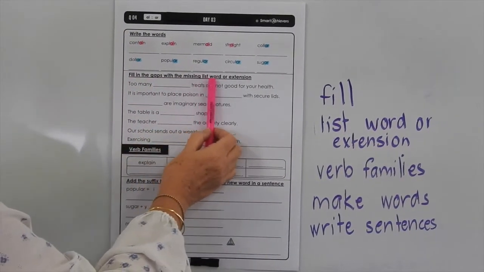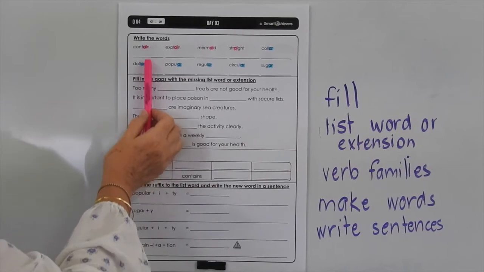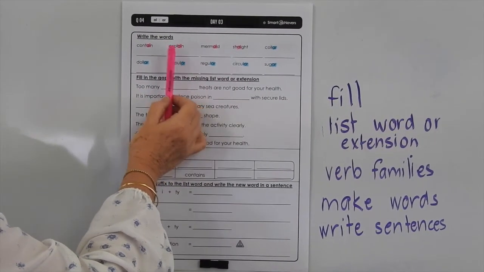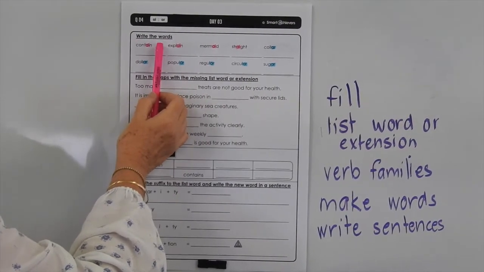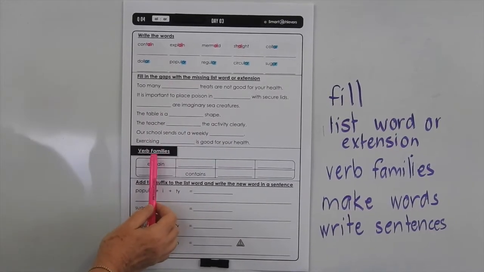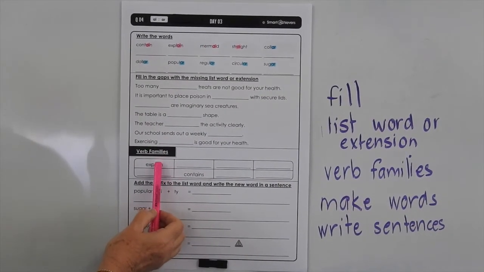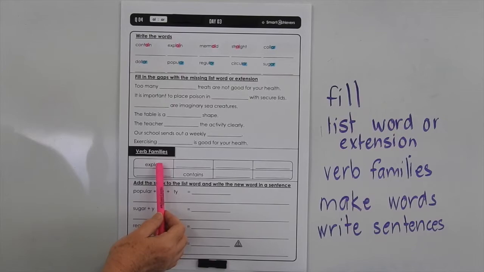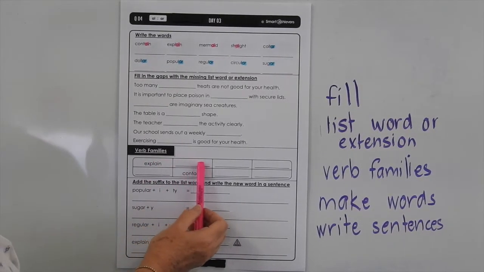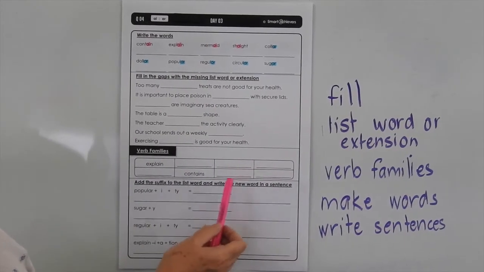Fill in the gaps with the missing list word or extension, so you're going to be using these words. It may be the word as it appears here, or you may need to add to the start or end of it to make it fit the sentence in its correct form. Down here, finishing these verb families, you should know by now that we have the base word, so we're going to have explain, explains, explaining, explained.